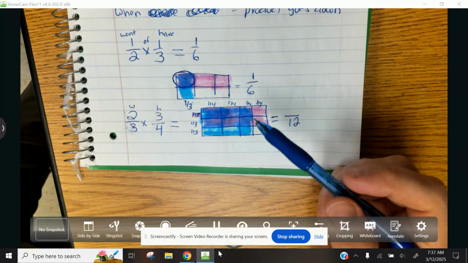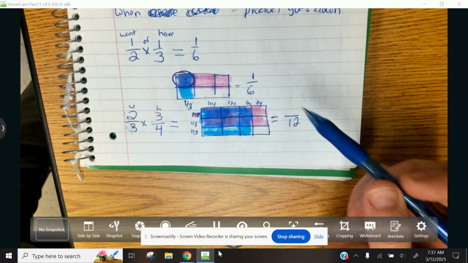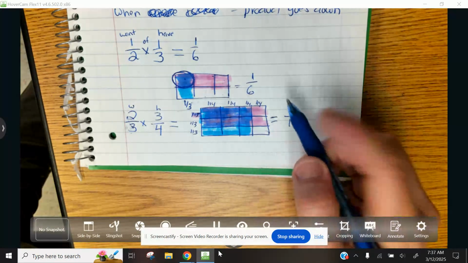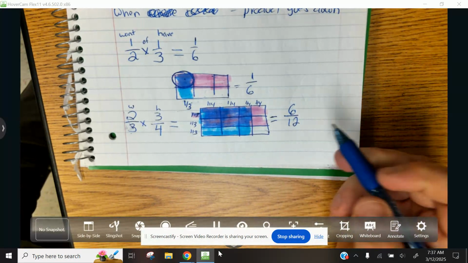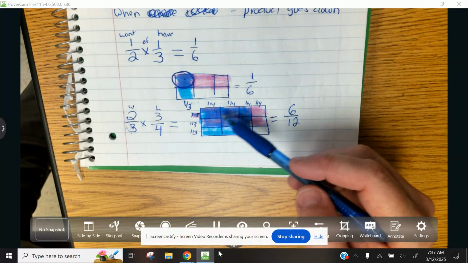There are 12. And then you would say, okay, 1/12, 2/12, 3/12, 4/12, 5/12, 6/12. So 1, 2, 3, 4, 5, 6. Numerator is 6. Denominator is 12. It's okay if you count the pieces like that. 1, 2, 3, 4, 5, 6.